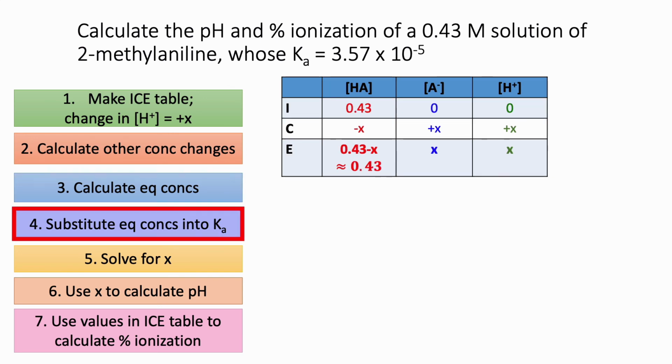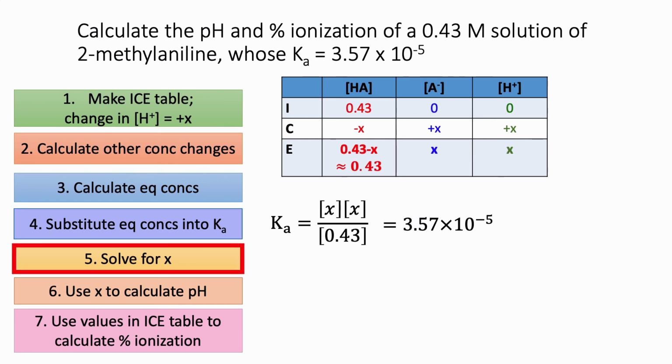All right, let's substitute those equilibrium concentrations into the Ka value. But before we do that, I'm going to go for that shortcut. And I'm going to say that 0.43 minus X is approximately equal to 0.43. So let's go ahead and plug those into our Ka value. And remember that our Ka we've been given is 3.57 times 10 to the minus fifth. And now we can solve for X.